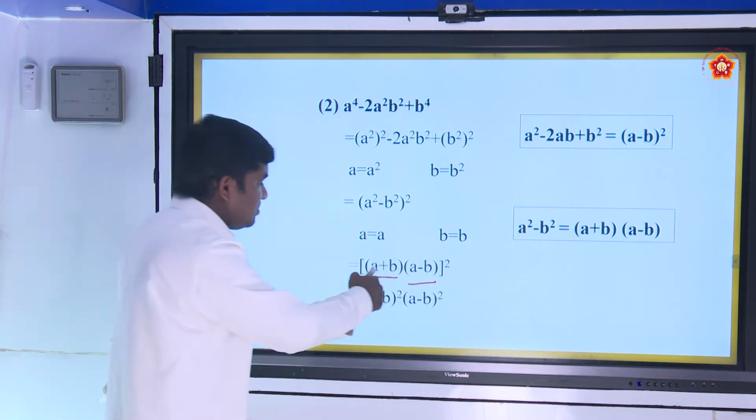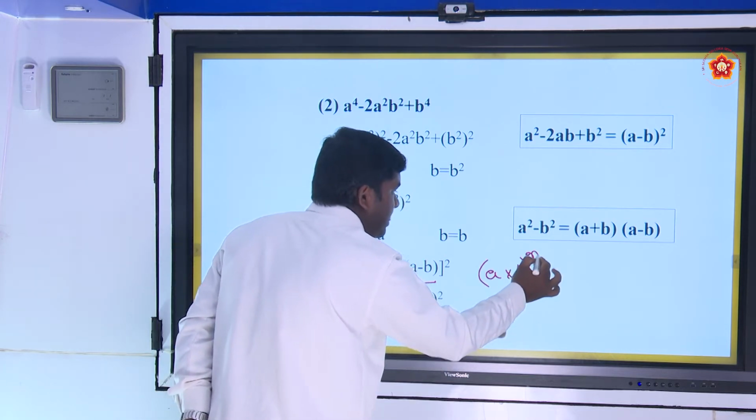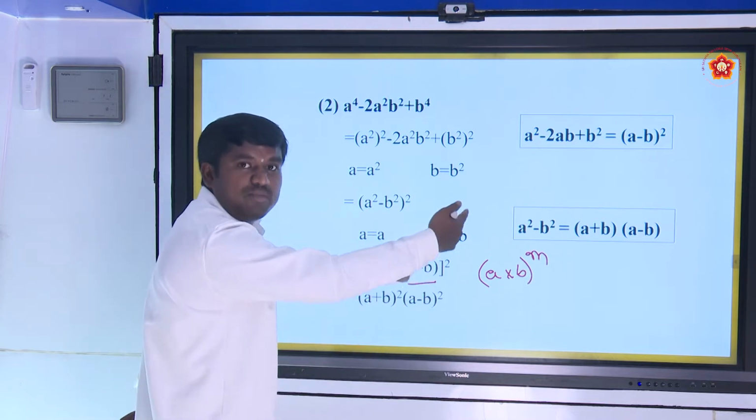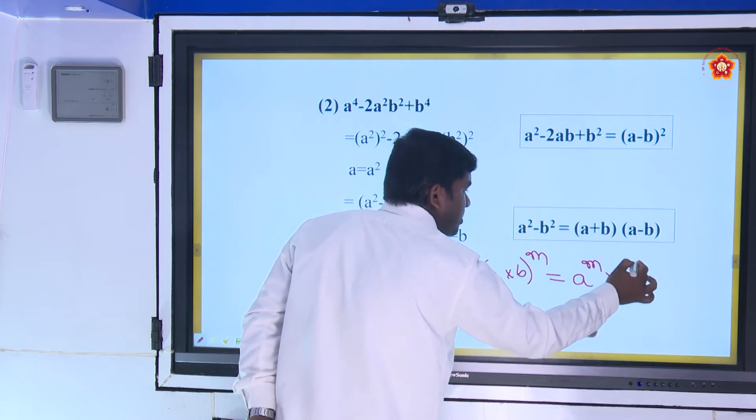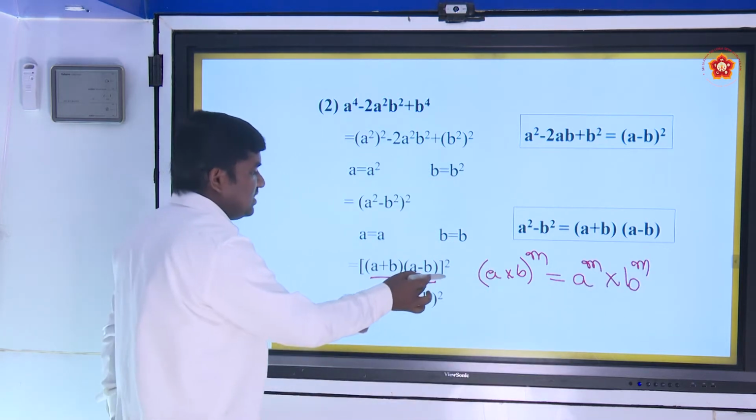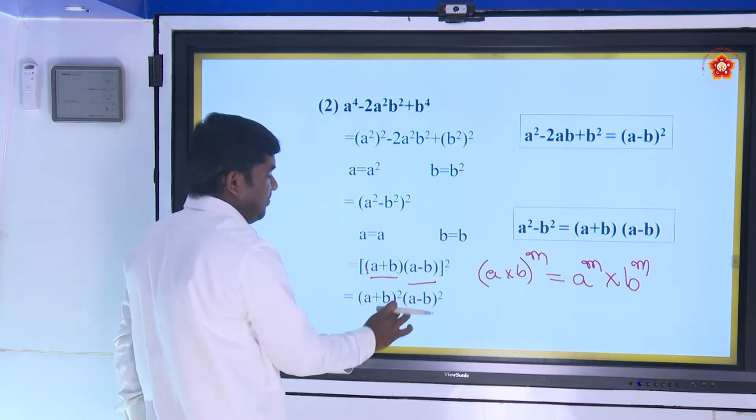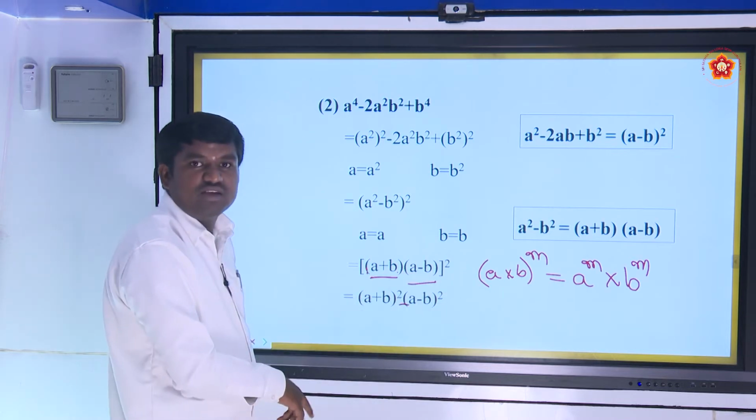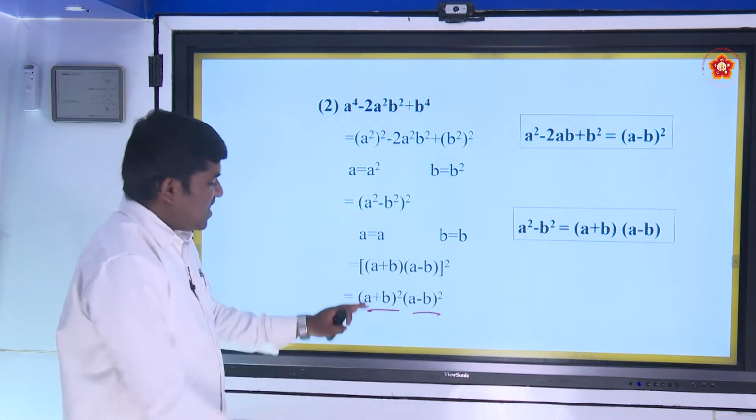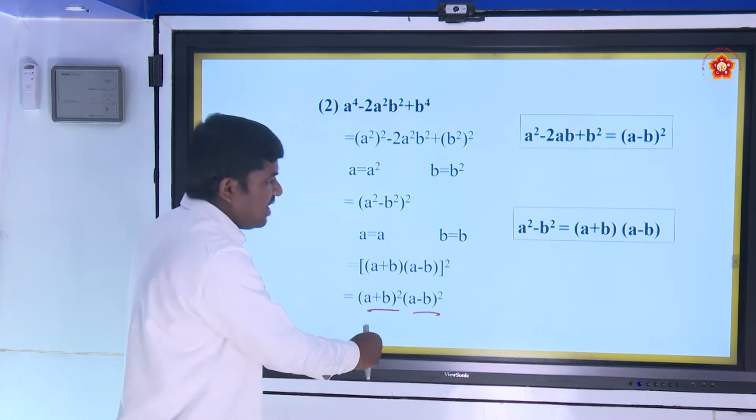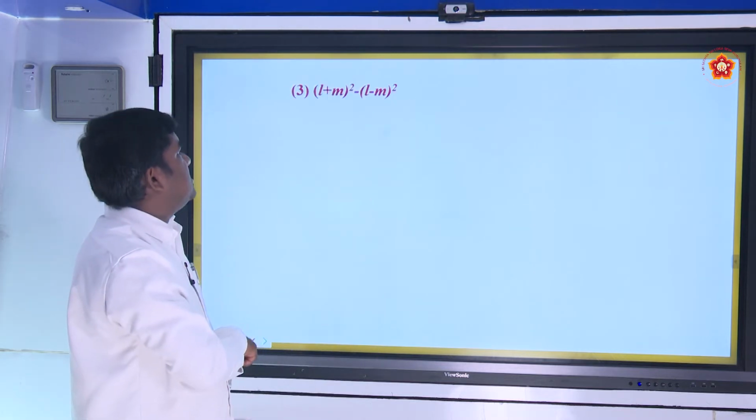So (a plus b) into (a minus b) whole square means (a plus b) square into (a minus b) square. It looks like (a into b) whole power m, which is equal to a power m into b power m. You know the laws of exponents. So this is applicable here, with power m being 2, giving (a plus b) whole square into (a minus b) whole square. We need not explain these formulas, because if we extend this formula and simplify, we will get this only.